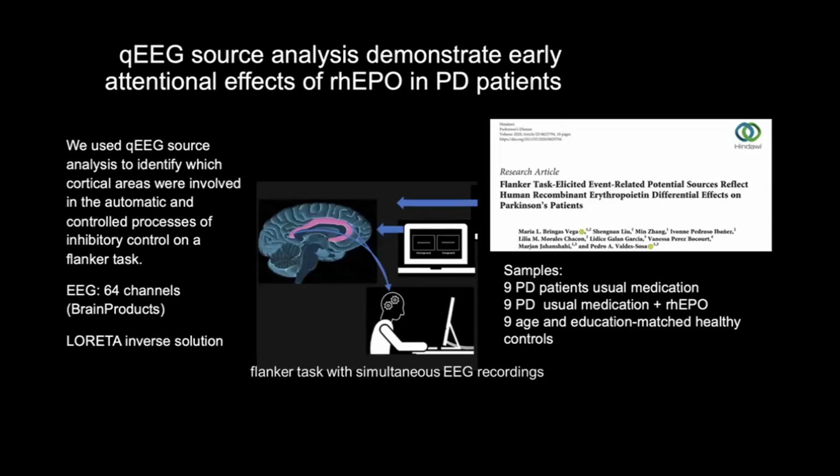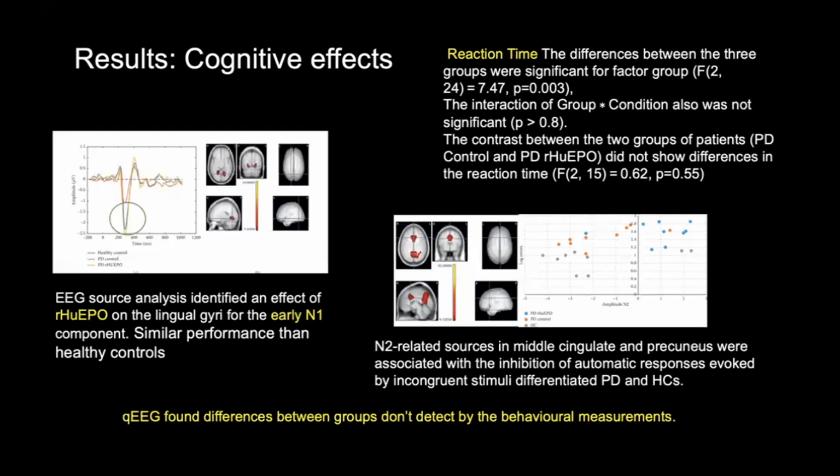Patients with Parkinson's, besides the usual medication, were given EPO, and there was a small group of healthy matched controls. We used LORETA for the source analysis, and we used EEG with 64 channels. The first result we obtained was with the reaction time. In the behavior, we didn't find a difference between the groups. We found a difference between the 3 groups, but not between the 2 Parkinson groups.